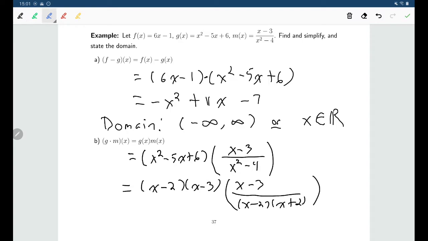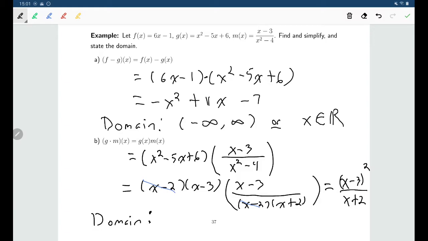And then we can see that the x minus 2's will cancel. So what we'll be left with, we'll have x minus 3 times x minus 3 in the numerator, or x minus 3 squared. And then in the denominator, we'll just have x plus 2. Now, again, when we're thinking about the domain, we're thinking about all the values of x that are inside of the first function and also at the same time inside the second function.